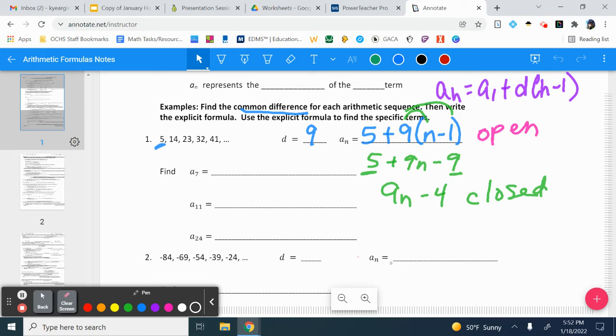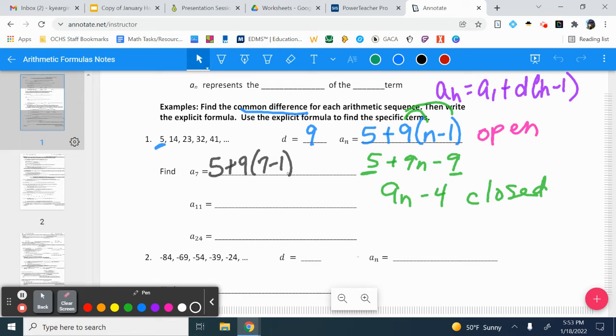Now I might be able to list out 7 terms here to continue and add 2 more to be able to find this, but I want to practice using my formulas. And I'm going to do both for this first example. If I want to use the open explicit formula, all I'm going to do is say 5 plus 9 times (7 minus 1). And I want to type that into my calculator the exact same way I see it. So again, it'll be 5 plus 9 times (7 minus 1).